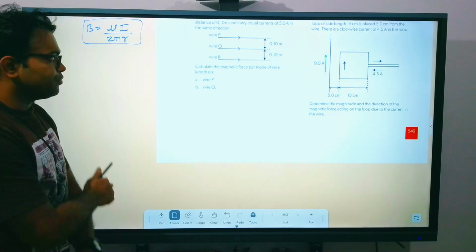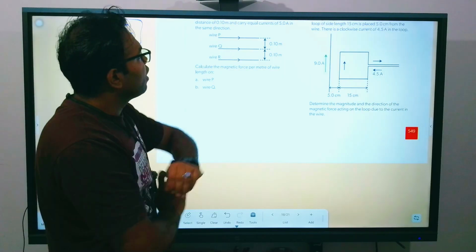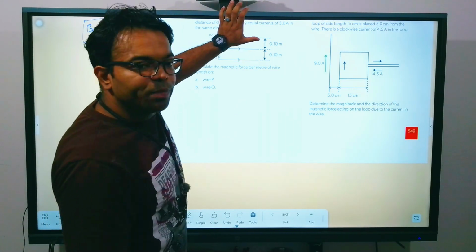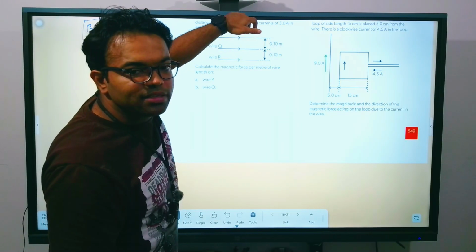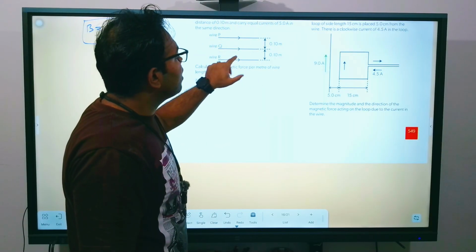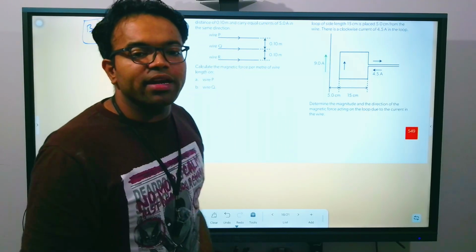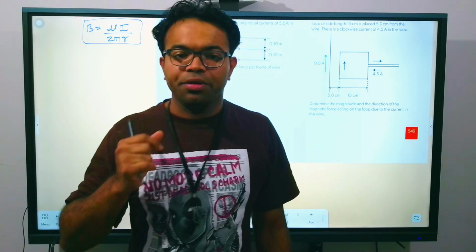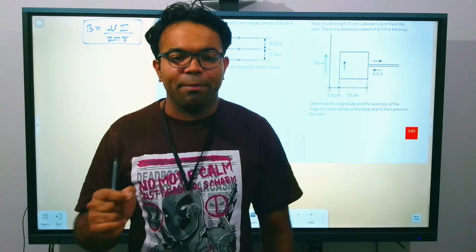Next, on wire Q. Wire Q is a totally different story. Look at this. Wire P is producing a magnetic field on wire Q that is coming outward like this. It is coming out. And wire R is placing a magnetic field inside. Both the magnetic fields have the same magnitude.